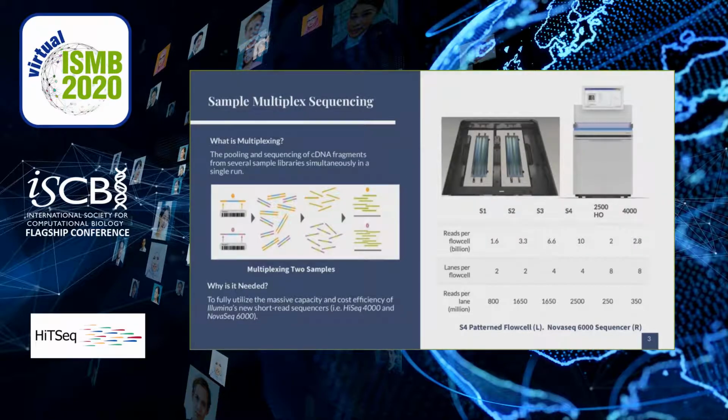Multiplexing. Whereas before we would run each sample on a single lane of a short read sequencer, nowadays we pool and sequence cDNA fragments of several samples in a single run to utilize the massive capacity and cost efficiency of the new platforms, such as HiSeq 4000 and NovaSeq 6000.